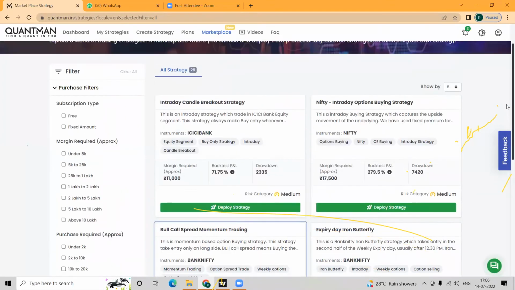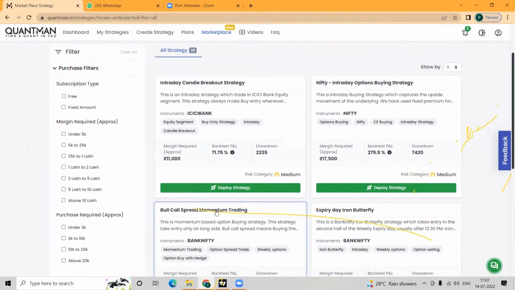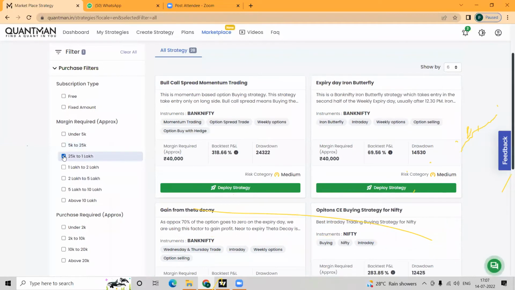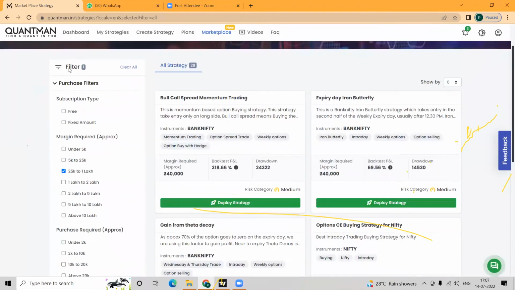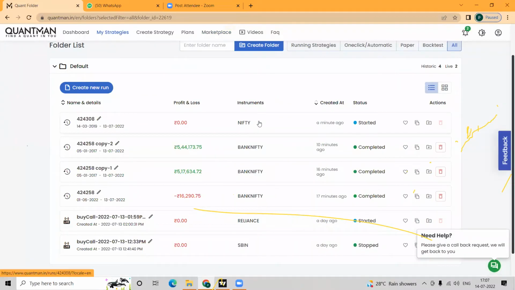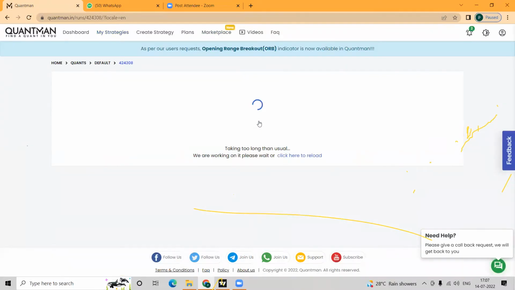Maybe I only want to deploy strategies in options buying with 25,000 capital. You may filter it, then option selling will not be shown. Before that, we are testing one kind of strategy. We will see whether that Nifty strategy has given a profit or not. It takes around 1 minute.